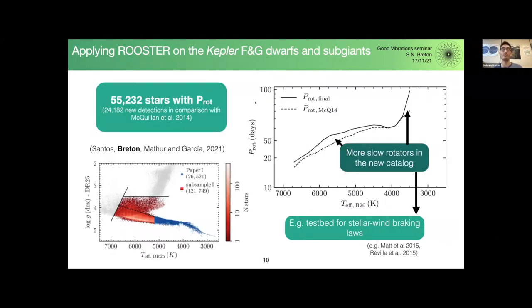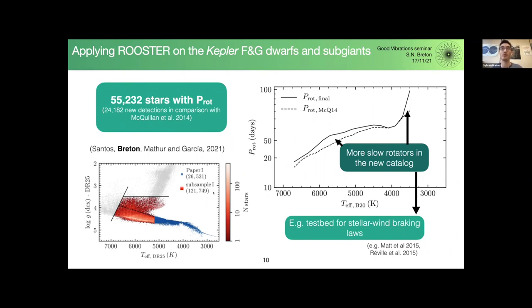Now that we have a method that is validated, we applied it on the FGK dwarfs and subgiant Kepler sample. So here you have the KM sample that was used for validation, and here you have the main FGK subsample that was used for application. And of course, as the effective temperatures change a lot, we included some of these stars in the training set in order to cover the parameter space more efficiently.